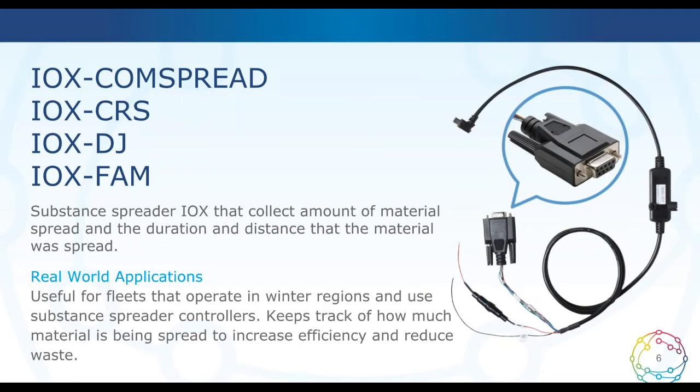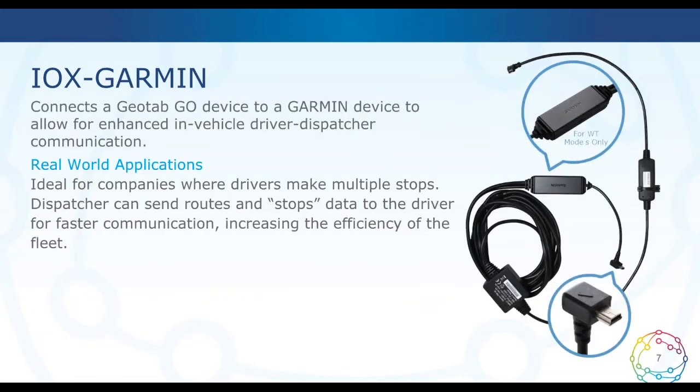And like I said, it's useful for vehicles or fleets in winter regions. It helps to improve the efficiency and reduce the waste of what you're spreading. Some cities also have regulations for how much, how long and where you can spread salt and other materials now for de-icing of the roads. So this makes sure that everybody's in line and keeps track of what is being spread where. The next one is the IOX Garmin.